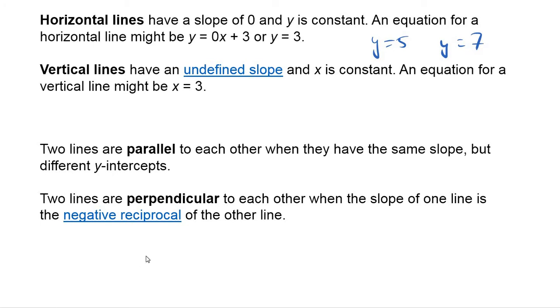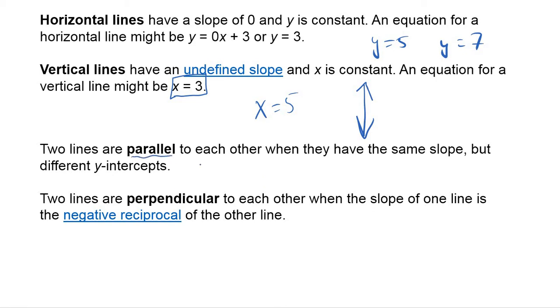Okay, vertical lines, on the other hand, have an undefined slope. Because if you think about rise over run, if your run was 0, then you're dividing by 0. And so you can't do that. So the equation for these is just going to be an x equals something. So like x equals 5, x equals 10, whatever. That's going to be a nice vertical line right through the x-axis.